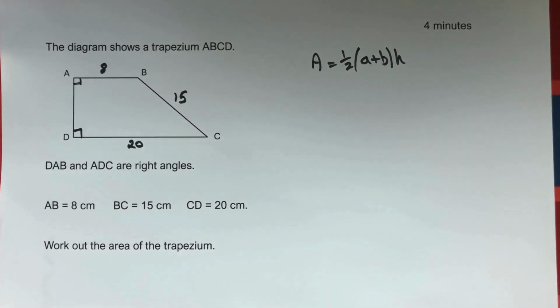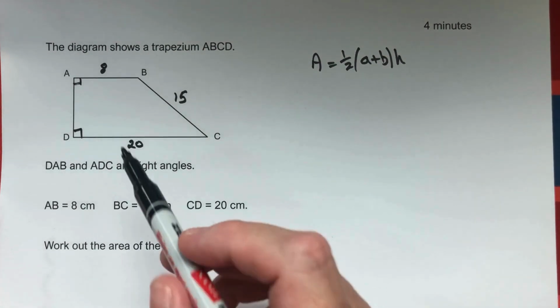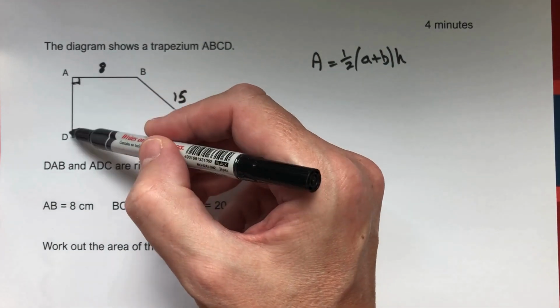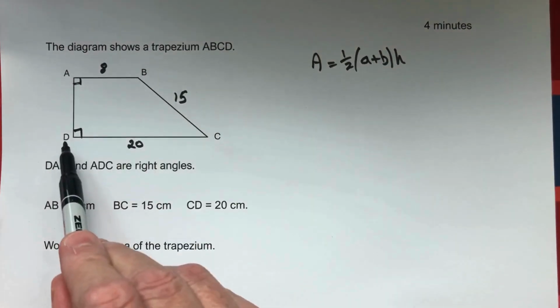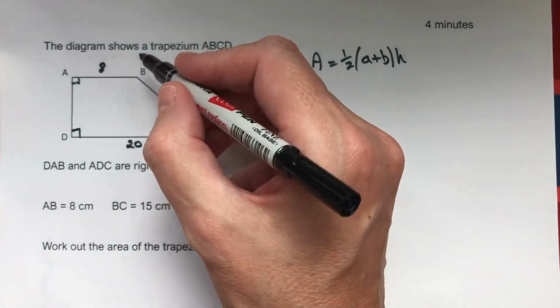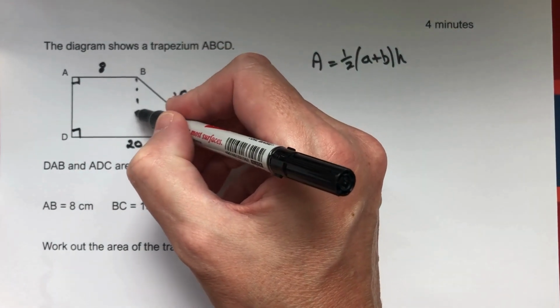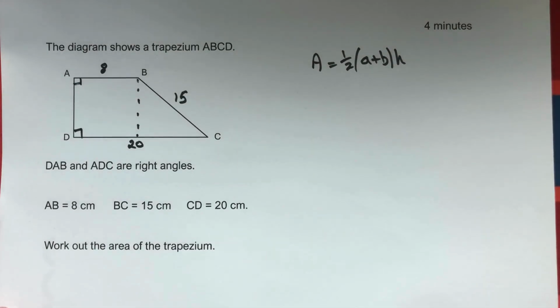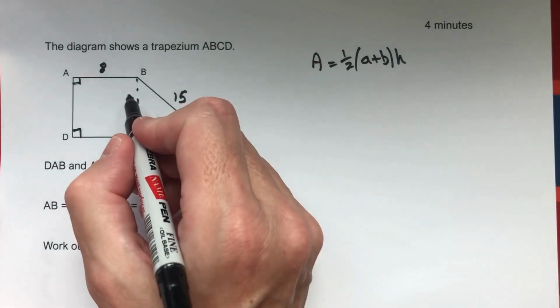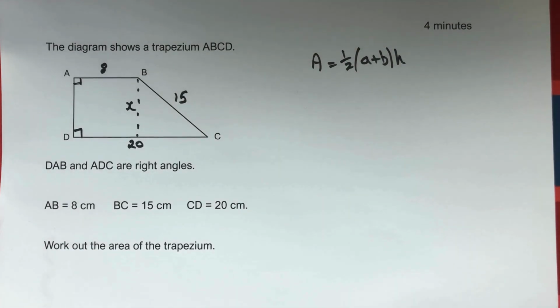I know a and b. Now the perpendicular distance between them is actually the length of AD, because AD is perpendicular to both the 20 and the 8. But I'm going to draw it here. That length of the dotted line is the height. I'm actually going to call it x.